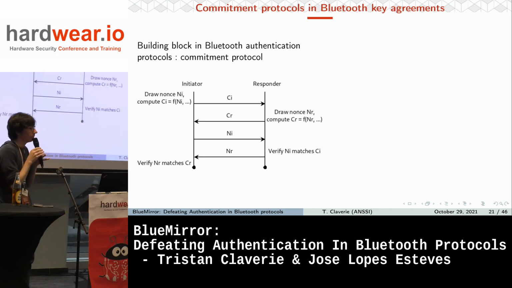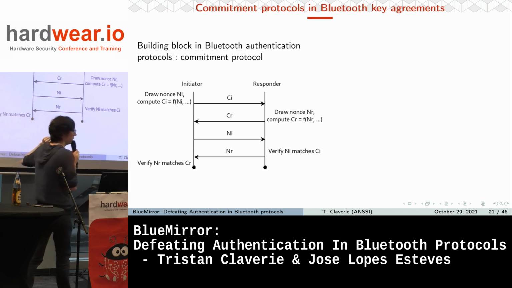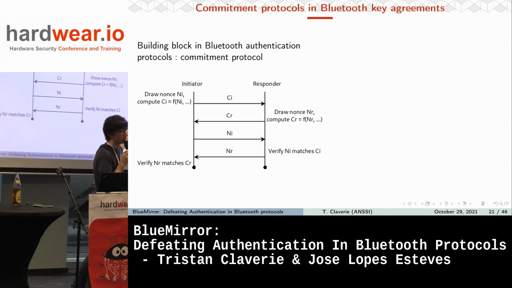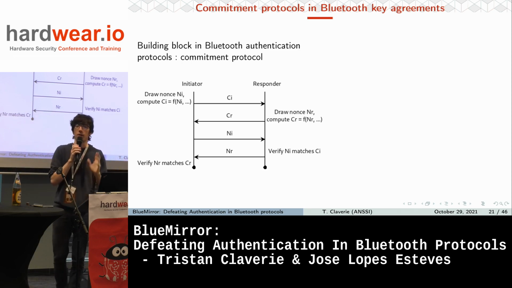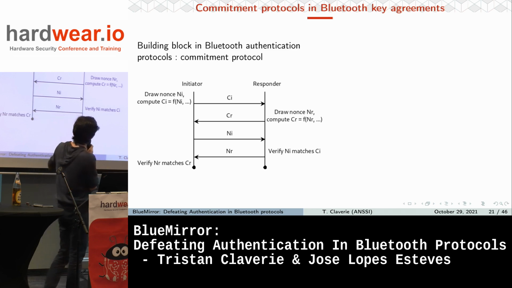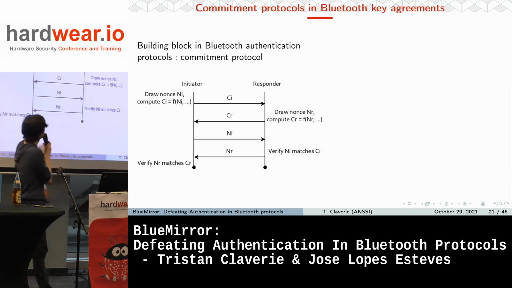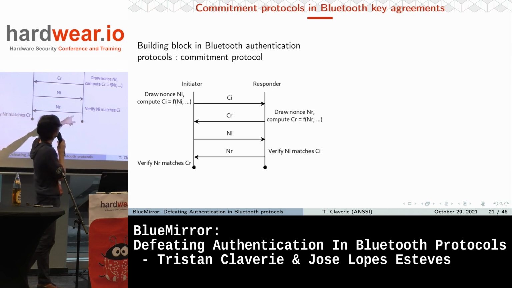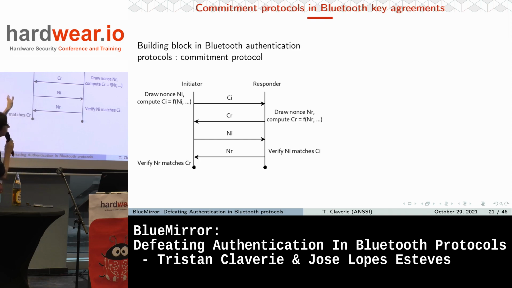Now, legacy pin pairing was kind of an outlier. All the subsequent Bluetooth key agreements have used a very common building block, which is called a commitment protocol. This is an example of a commitment protocol. So in Bluetooth, you've got your two devices, and commitment is made for authentication.